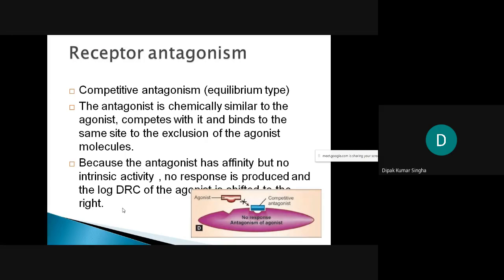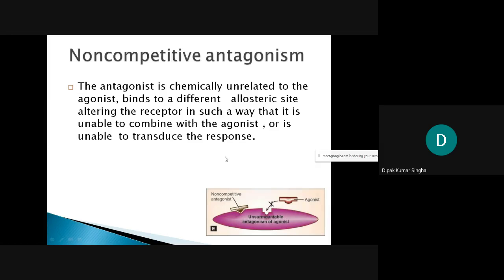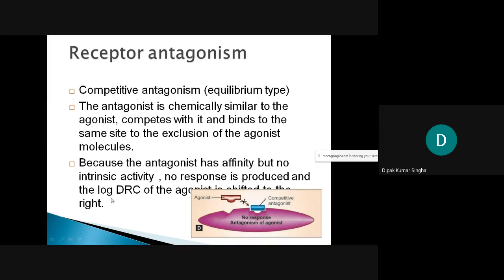Receptor antagonism is another mechanism of antagonism, by the receptor. There are competitive antagonism and non-competitive antagonism. In the equilibrium type, the antagonist is chemically similar to the agonist and competes to bind to the same site. The antagonist has some affinity but no intrinsic activity. Previously I told you that affinity must be present in an antagonistic drug, but there is no intrinsic activity or efficacy, so no response is produced, as seen in the log dose-response curve of antagonism.